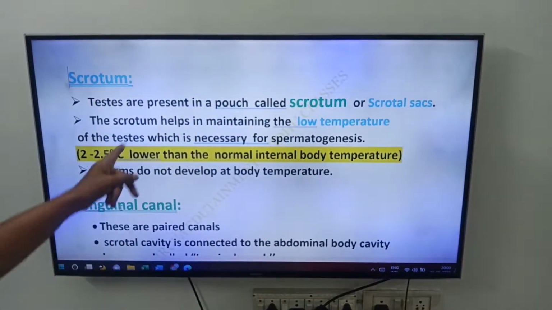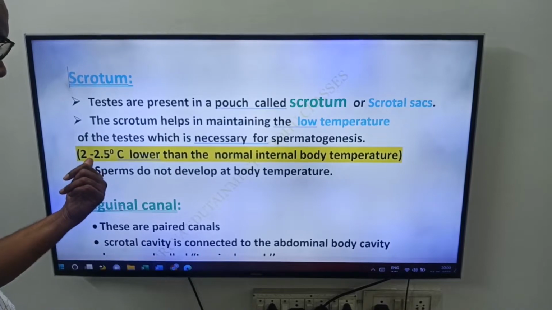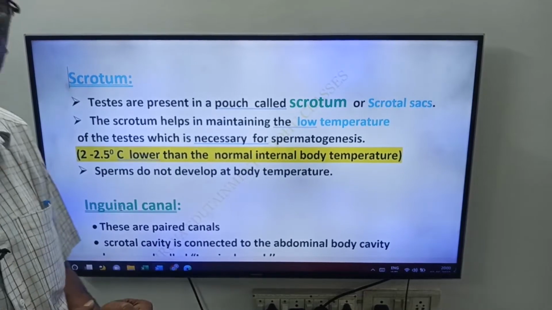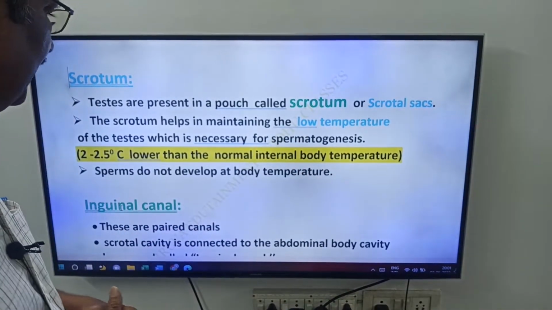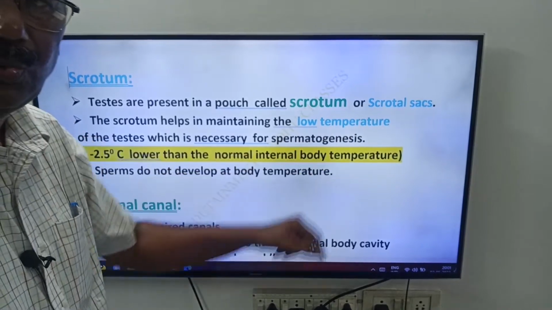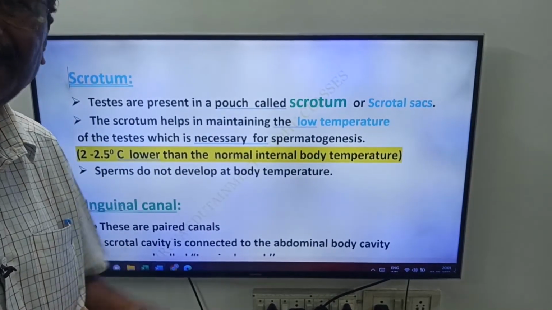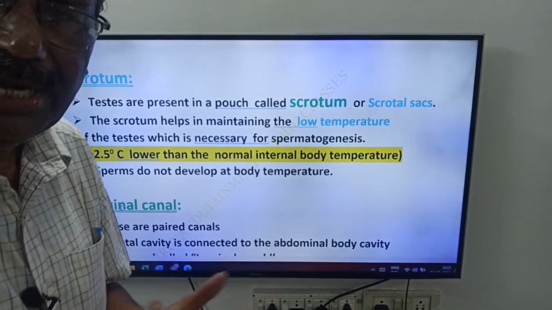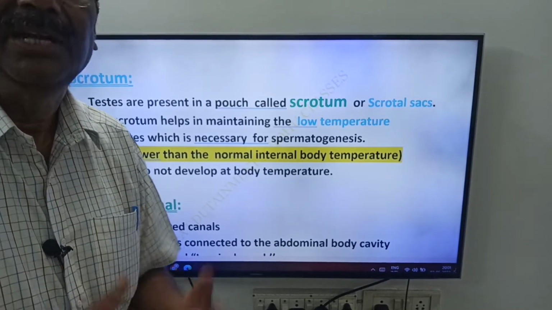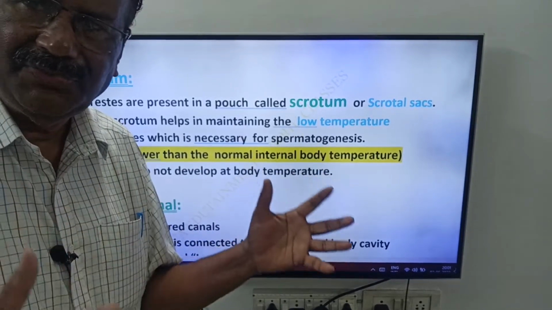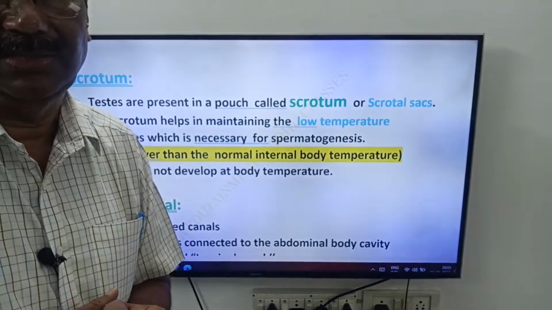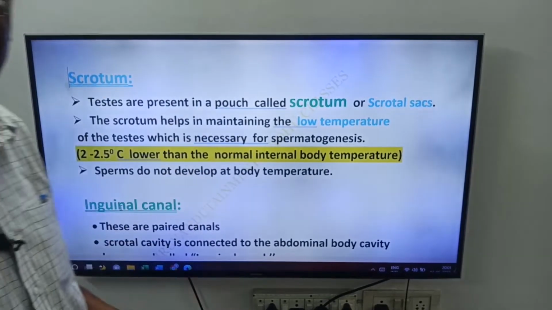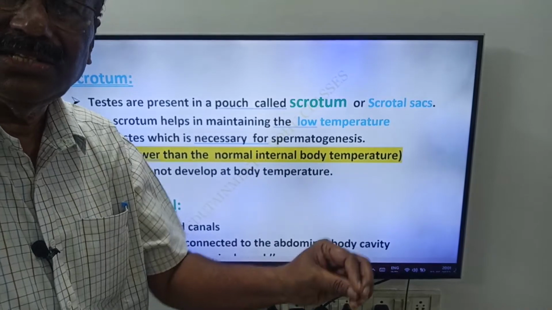Now this is very, very important: the testes are maintained at 2 to 2.5 degrees centigrade lower than the normal internal body temperature. Our body temperature is 37 degrees centigrade, which means the testis has either 35 or 34.5 degrees centigrade. Sperms do not develop at body temperature, because of that the testis has a lower temperature.